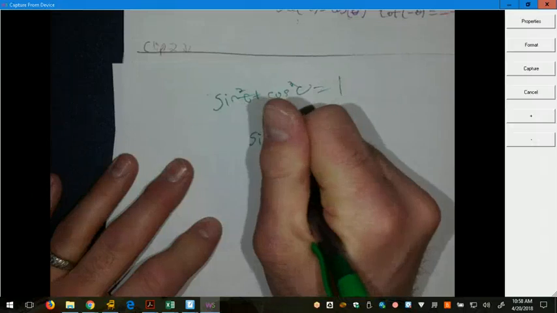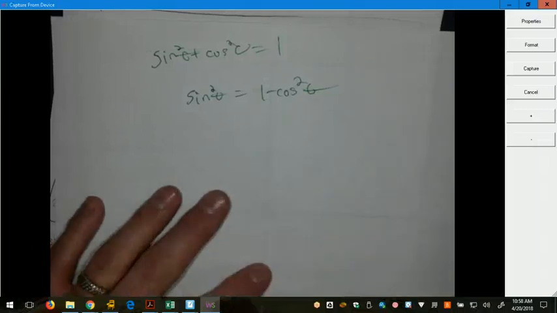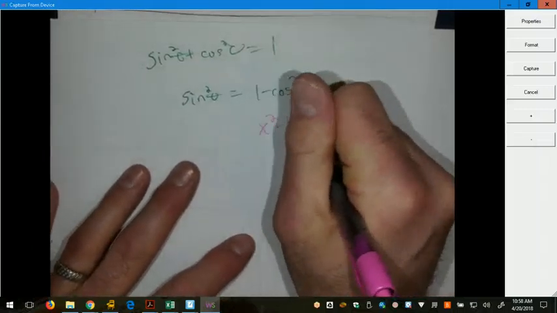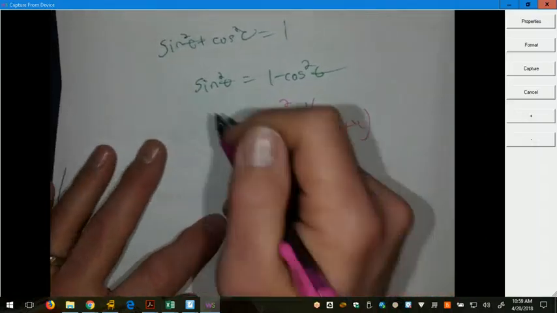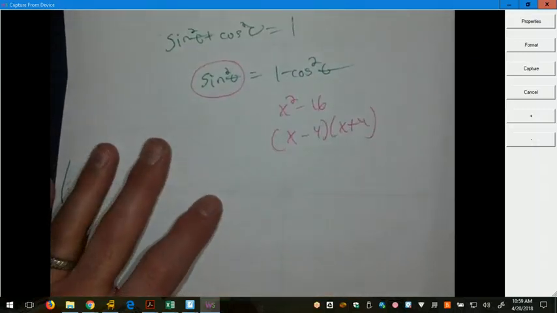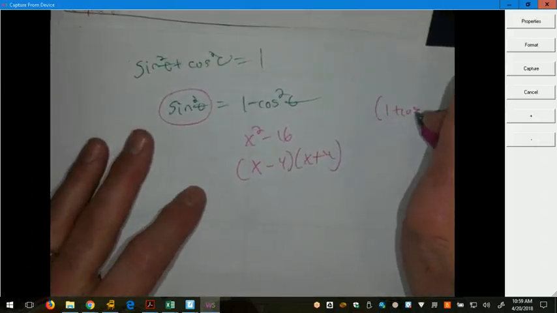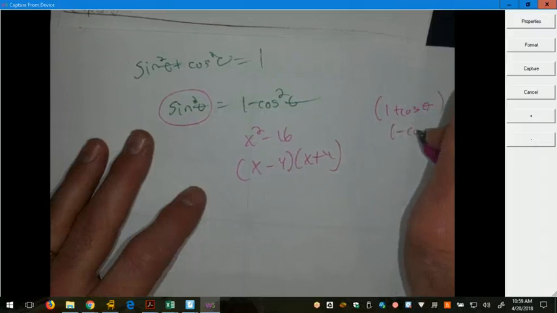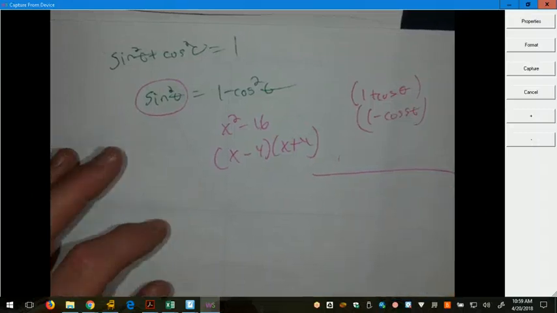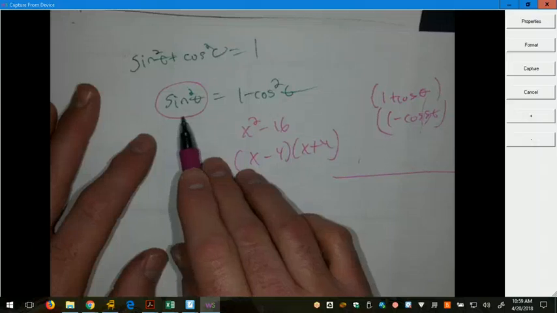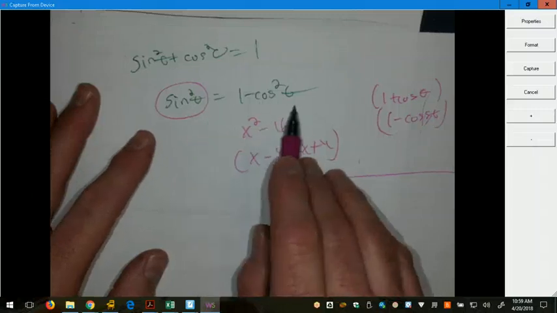Well, if I solve for sine squared, I get 1 minus cosine squared theta. Well, if you remember the difference of perfect squares, like x squared minus 16 is x minus 4 by x plus 4. When I have sine squared, and I'm trying to do something with it involving cosine, maybe one of my fractions involves something like 1 plus cosine theta, or 1 minus cosine theta. And I have this fraction involving trig expressions. And I want to cancel these out, and one of my expressions is sine squared, I can change it to 1 minus cosine squared, because that's a Pythagorean identity.